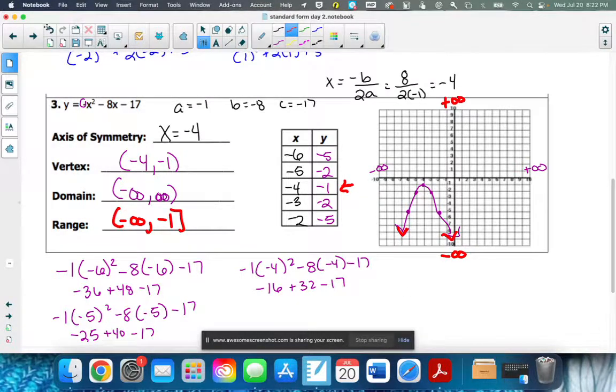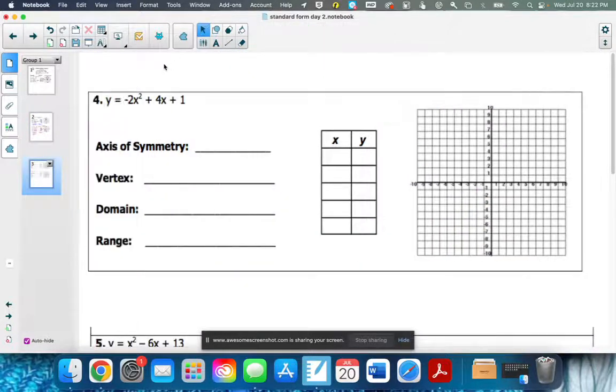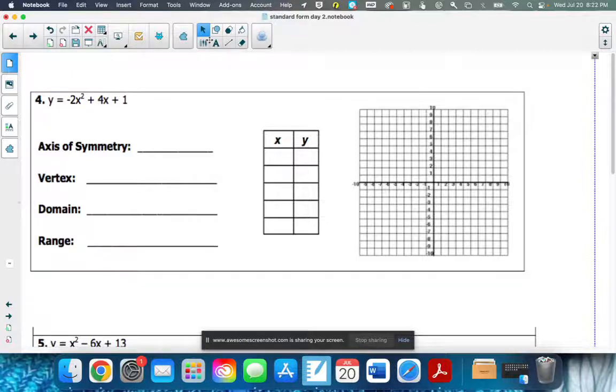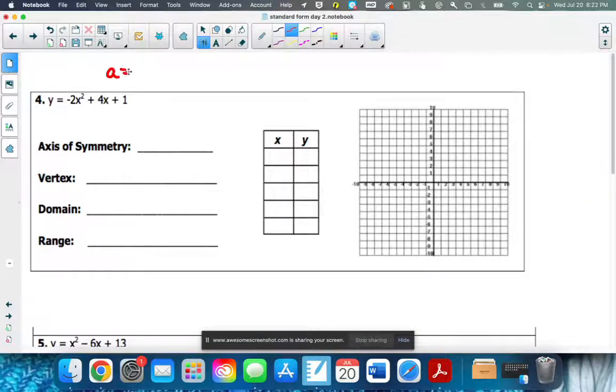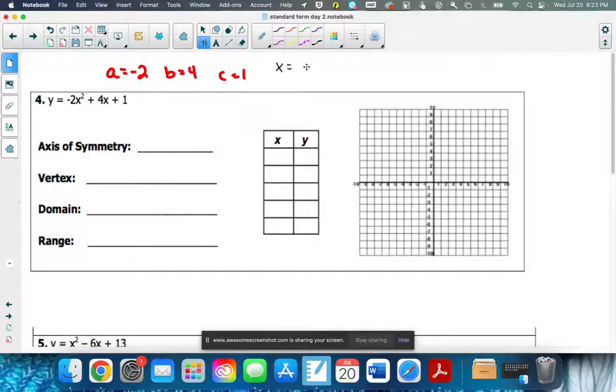Okay, so let's try a couple more, make sure we're good. All right, so A is negative 2, B is 4, C is 1. All right, so our vertex axis of symmetry first. Change the sign of B. So that's going to be negative 4 divided by 2 times negative 2. And negative 4 divided by negative 4 is just 1.